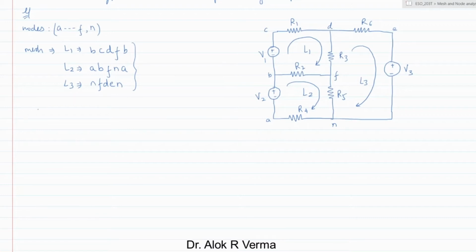So now, first identify the nodes, then the meshes. Now assume the mesh currents. We'll assume I1, I2, I3 as mesh currents in the respective loops. Suppose in L1 this is the direction of current I1, this is the direction of current I2, and this is the direction of current I3. These currents are hypothetical currents. Later we'll apply KVL.